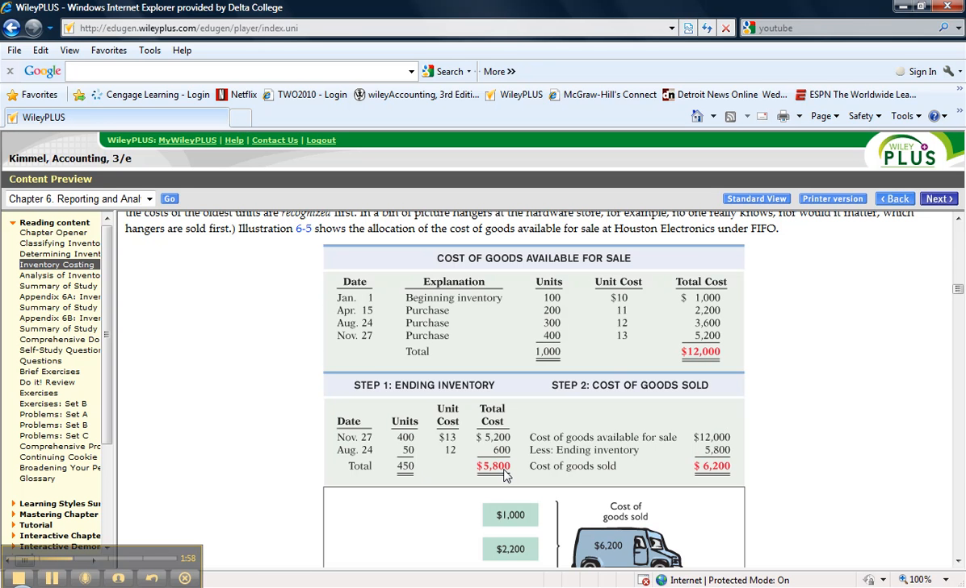Now to find cost of goods sold, you can simply take our cost of goods available of $12,000 and subtract what's in ending inventory. The difference must be what's been sold. Okay, so that makes it pretty simple.